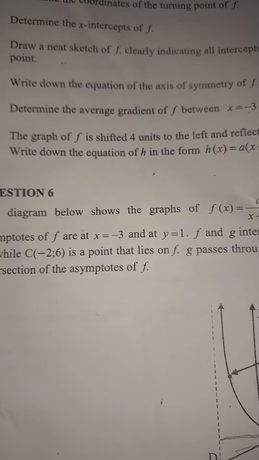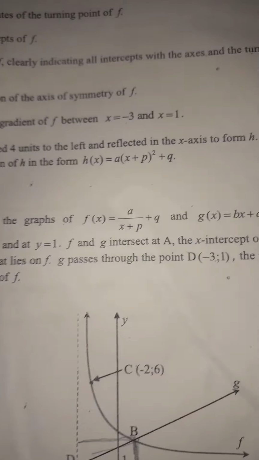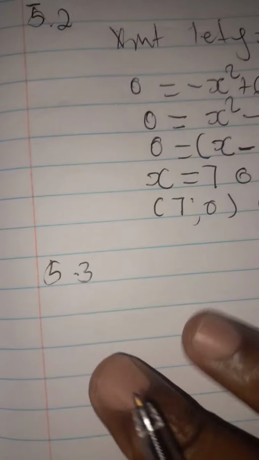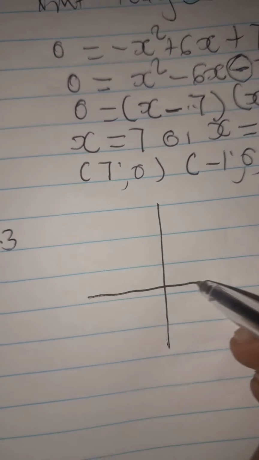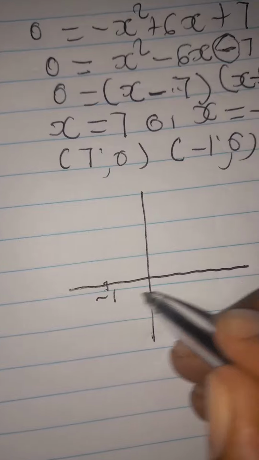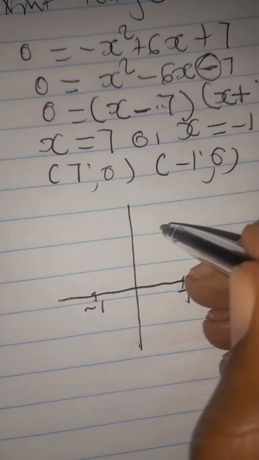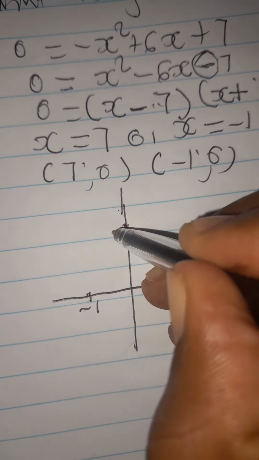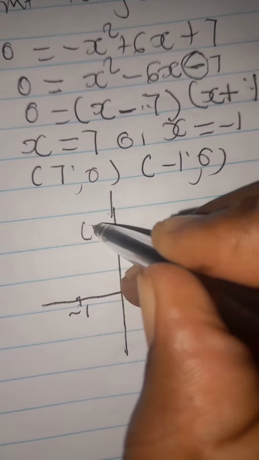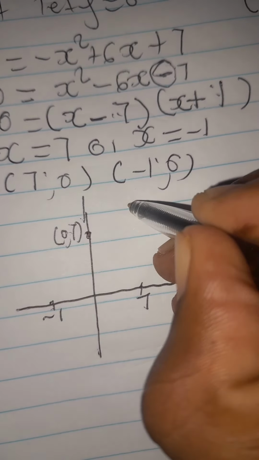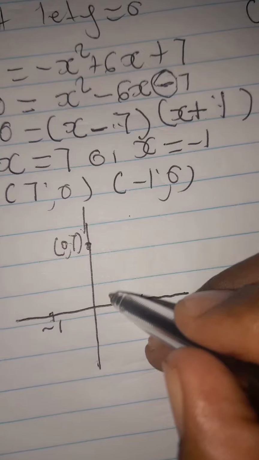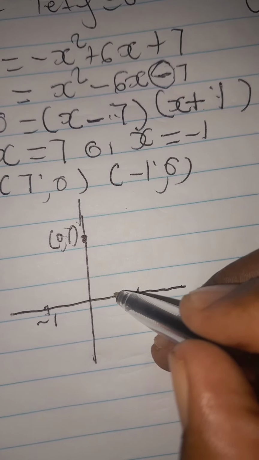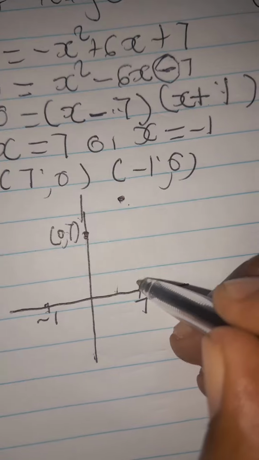Now 5.3. We need to draw a neat sketch of f, clearly indicating all the x-intercepts and the turning point. That is 4 marks. Remember this is our negative 1 and we have 7 there. Don't forget your y-intercept, (0; 7). Your turning point will be (3; 16), somewhere here.